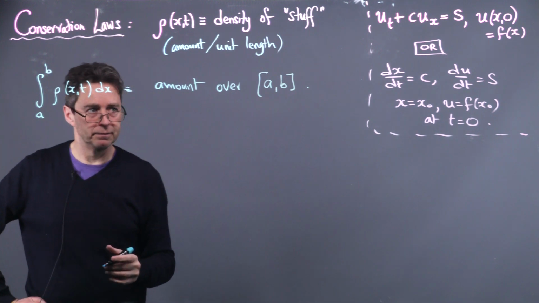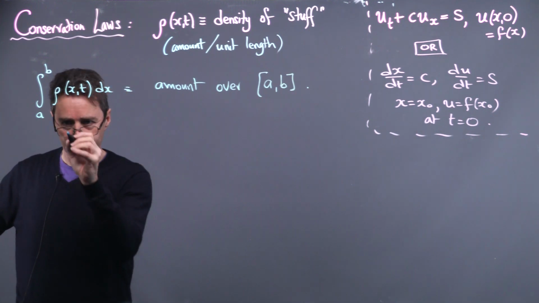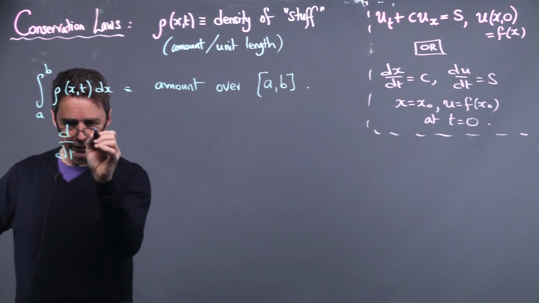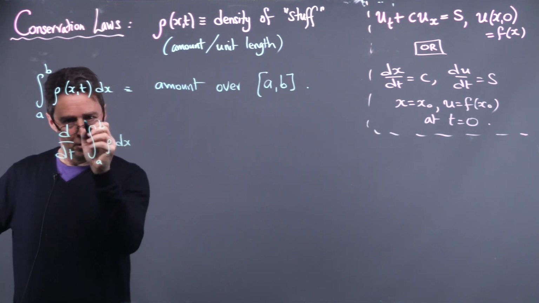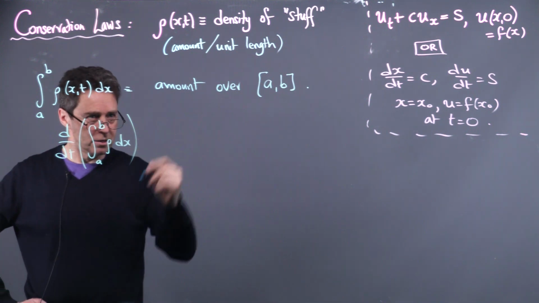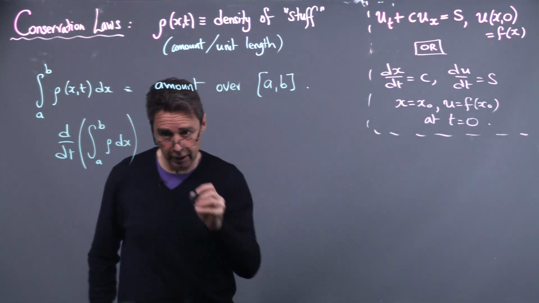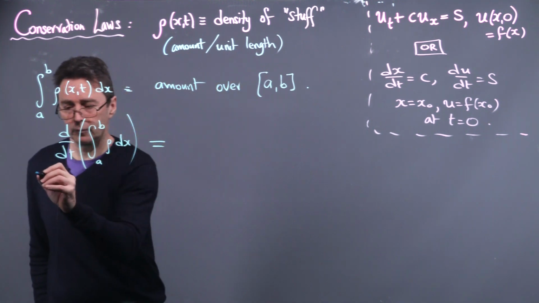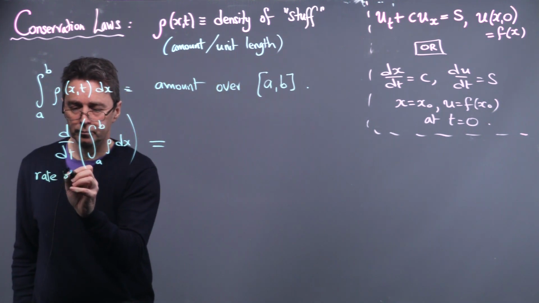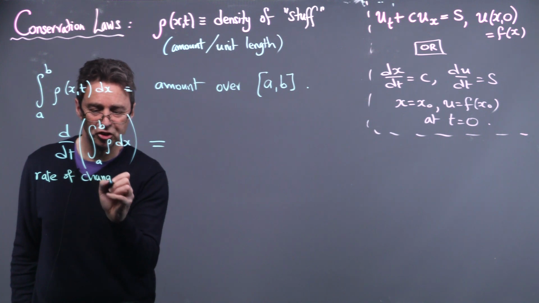Now the goal is to figure out something about how this changes, so let's put d by dt of this. Right, that's the rate of change of the amount of stuff over a to b. So what could that be? What could that equal? So that's the rate of change of stuff.